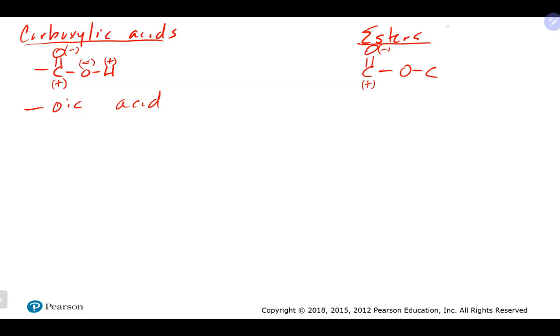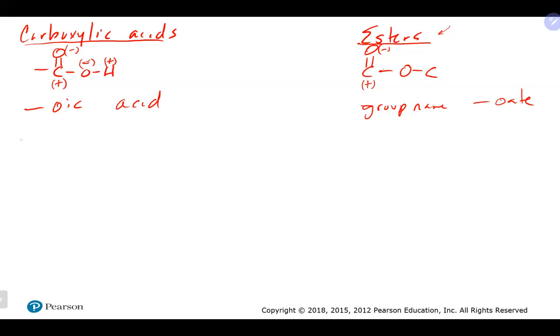The ester, on the other hand, will never have the carbon oxygen double bond at the end, because it needs a carbon on one side or the other. These get the group name, and then it gets the oate at the end. And it's really based on what it is made up of.